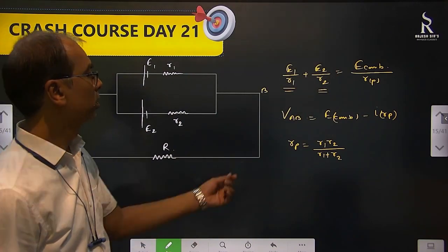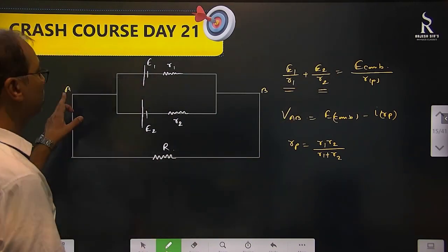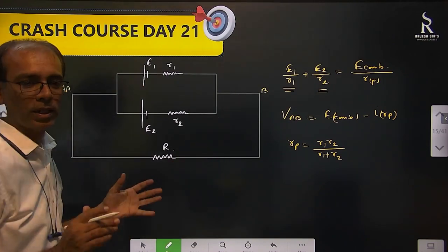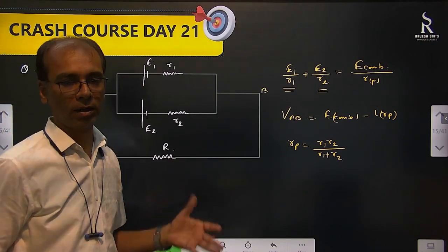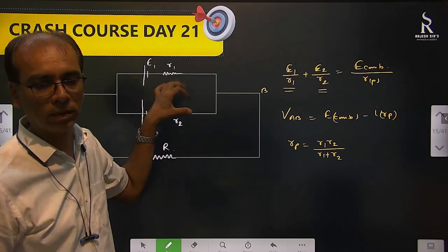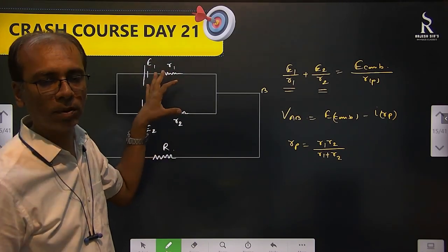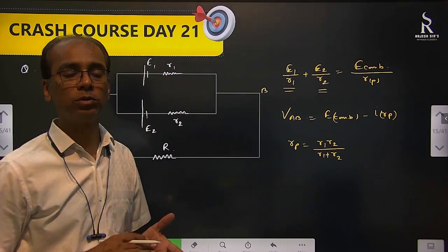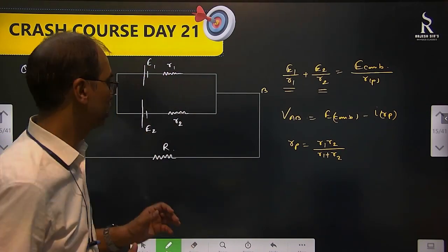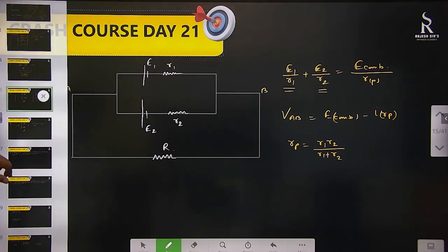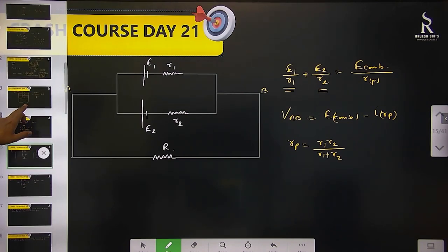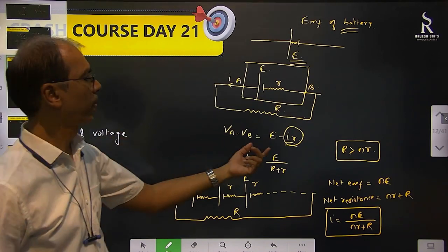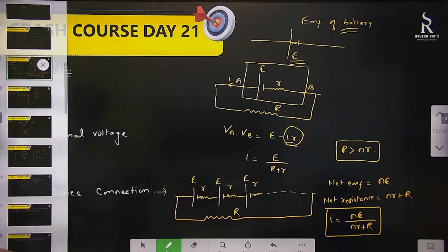Then VAB. VAB means the potential difference across these two, that means you can say the terminal voltage of a battery. Now this is a combination of batteries we have got, so this is the terminal voltage. What did terminal voltage used to be? V equals E minus IR. We wrote that here only. Exactly the same thing we are using in this one now.